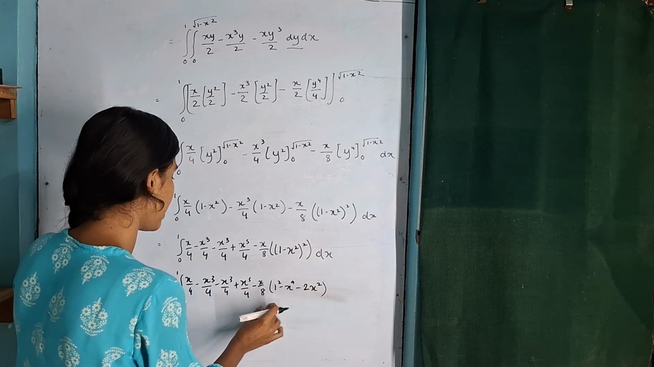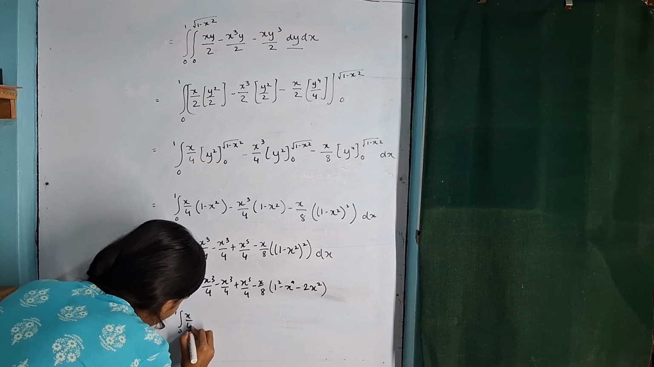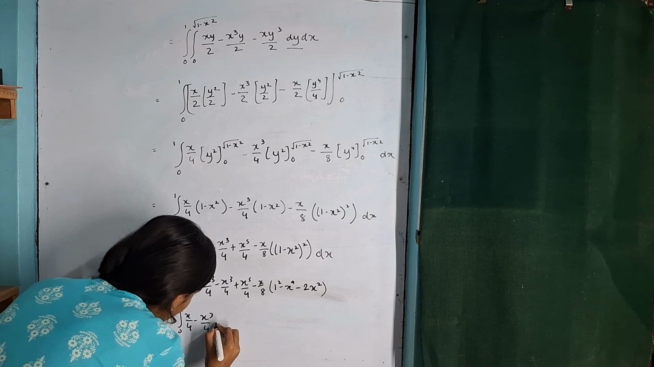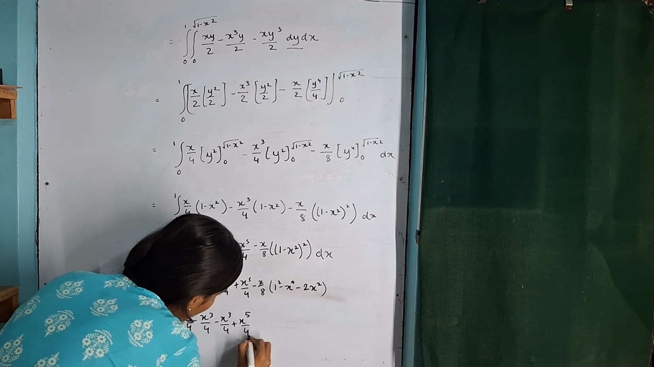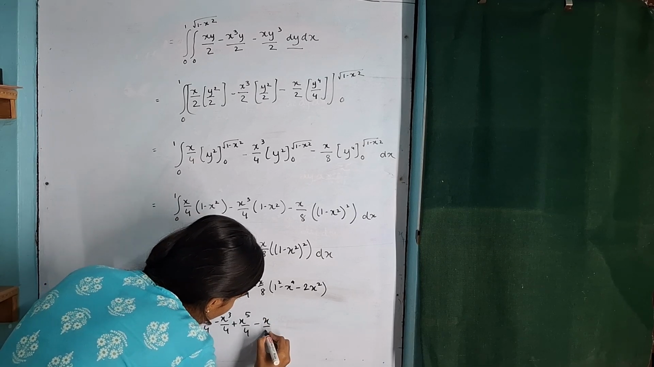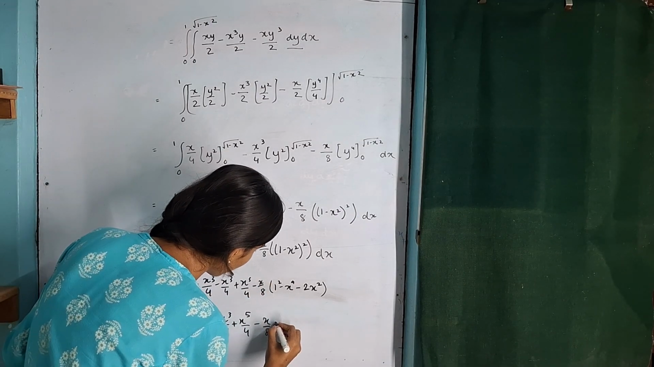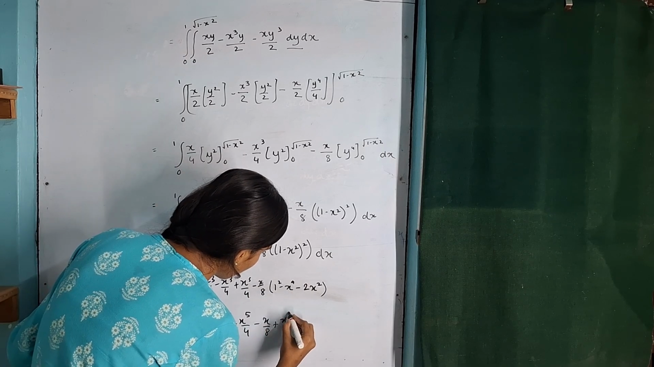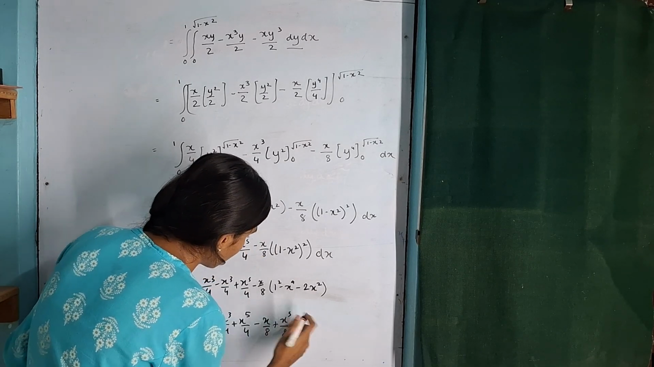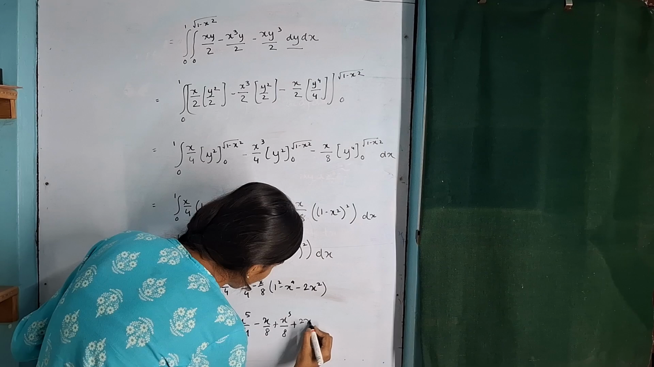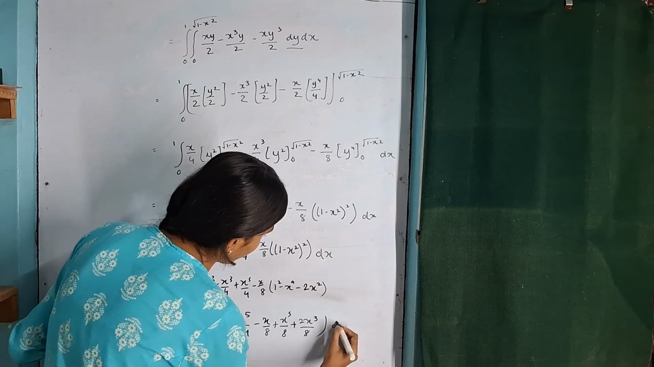Now we will multiply x by 8 into the inner terms. x by 8 into 1 is x by 8. x by 8 into minus x square is minus x cube by 8, x by 8 into x4 is x5 by 8, and x by 8 into minus 2x square is minus 2x cube by 8. So this is what you get after you simplify.